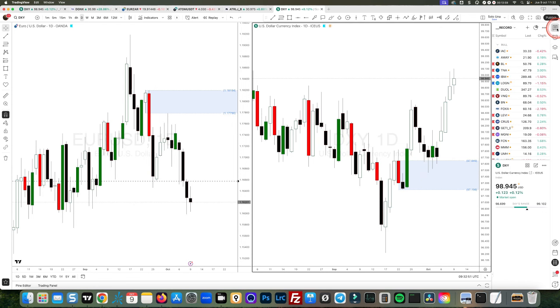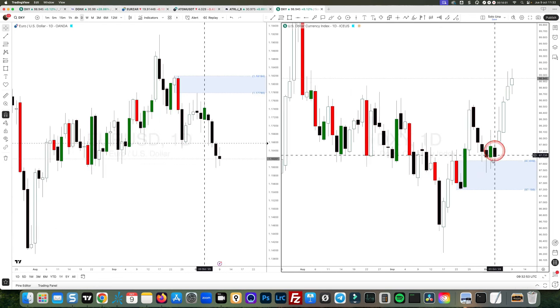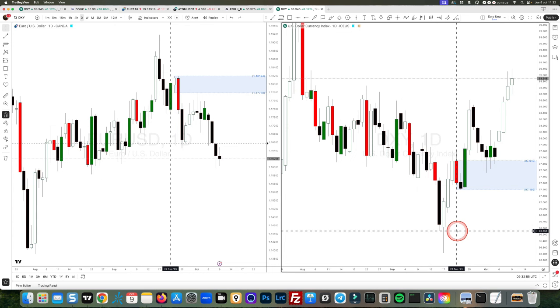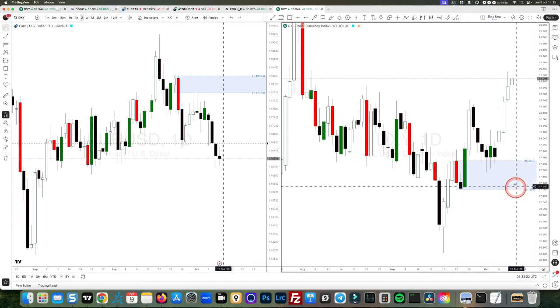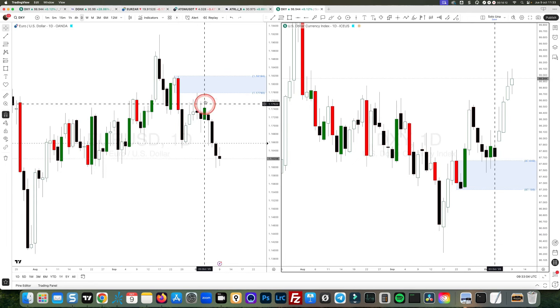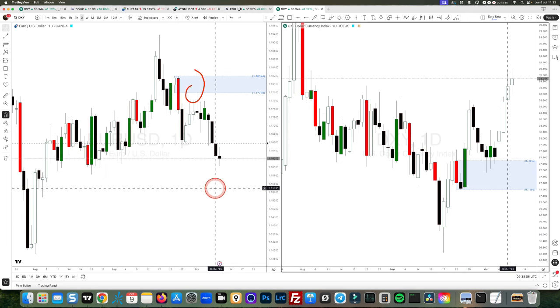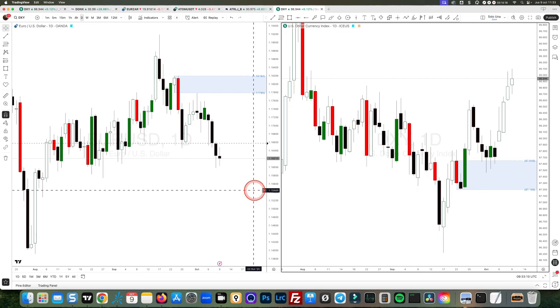So this is what we have. Okay, so the way that they painted these levels, the demand level at $97 and the supply level on the euro forex cross pair at 1.17.79, is not random. Okay, that wasn't random.